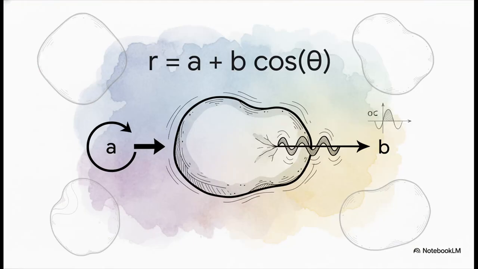So let's check out the equation. This time, we don't have a multiplier on our theta. Instead, we have these two numbers, a and b, that are being added together. And the entire shape of the limaçon is determined by this little tug of war, this relationship between those two values.